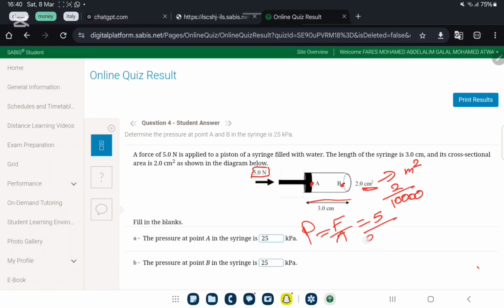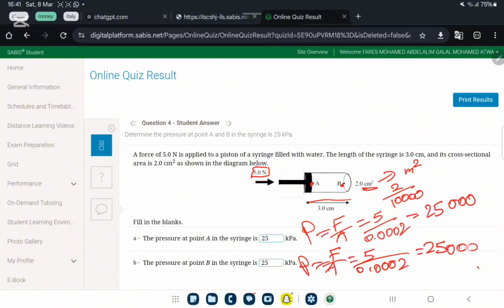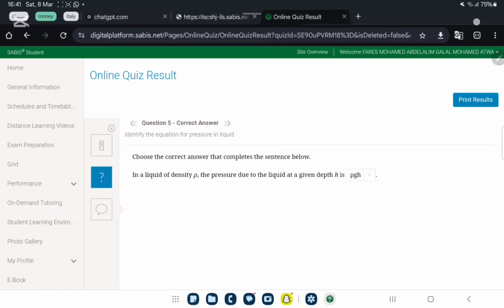It's going to be 0.0002. You put it in your calculator, you get 25,000. And same thing for this one. P equals F over A. F is 5, A is 0.0002, equals 25,000. They said they want the answer in kilopascals, so you divide by 1,000, 3 zeros cancel, and it's 25 kilopascals.